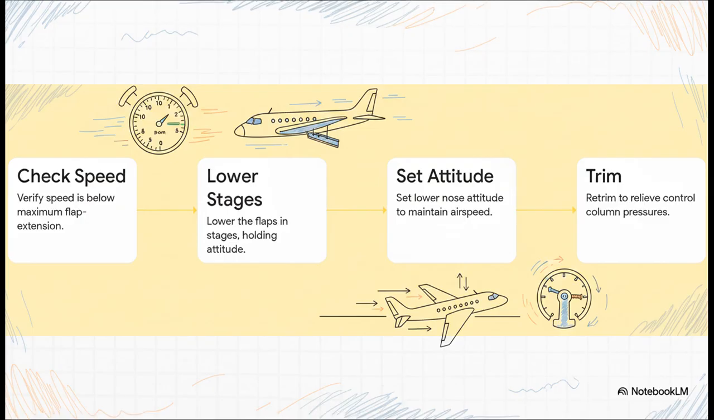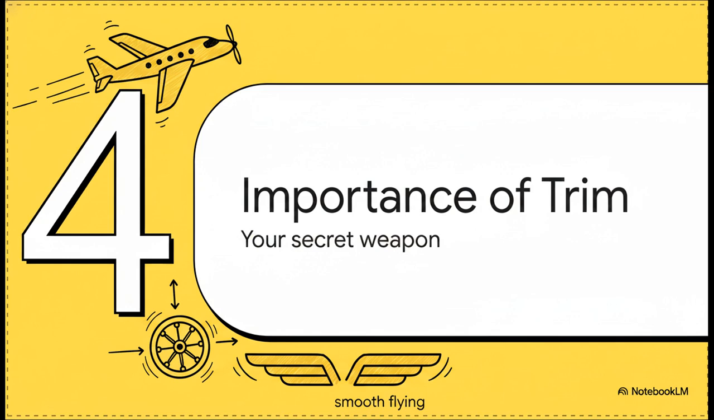Okay, so once you've verified your speed, here are your 4 deliberate steps. 1. Check airspeed is below VFE. 2. Lower the flaps in stages. Don't just dump them all at once. 3. Set that lower nose attitude we talked about earlier to maintain your desired airspeed, controlling it with the elevator. And 4. Trim. This whole process needs calm, really methodical execution. Which leads us perfectly into section 4, the importance of trim.